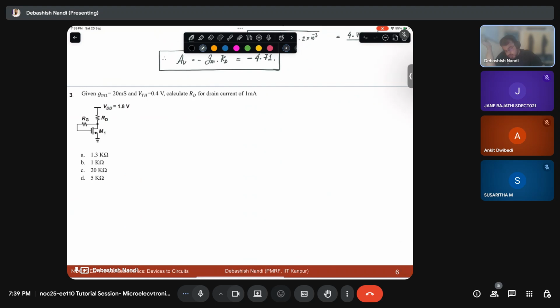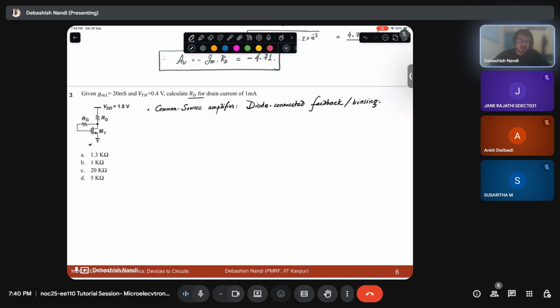Okay, so can you tell me what this circuit is called? We need to find out RD. What is this topology called? First of all, it is a common source. And any specific name for this? Drain feedback. Yeah, that you can say. There is a more specific name for this, something called diode connected.